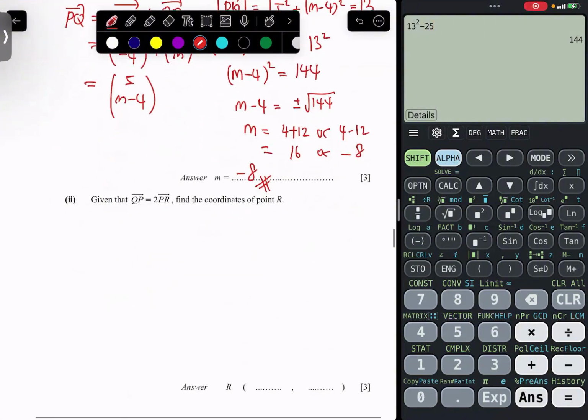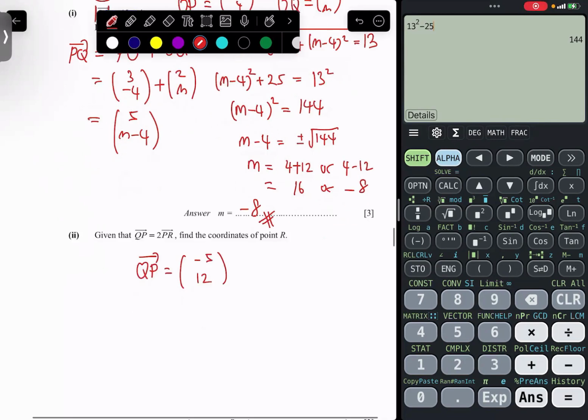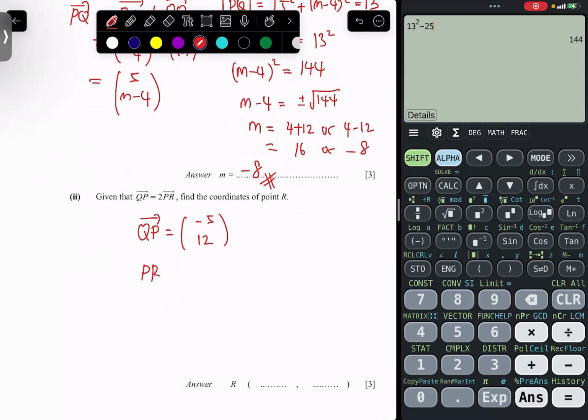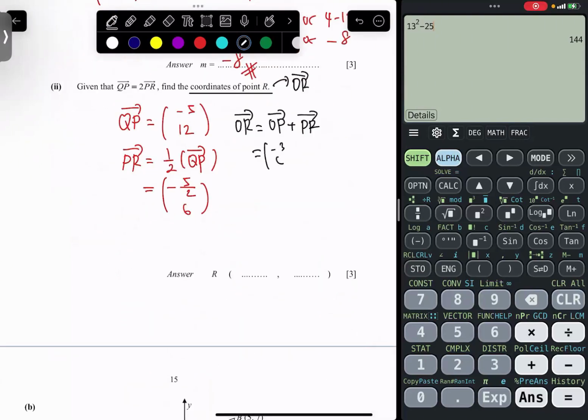QP equals 2PR. Find the coordinates of R. Since we already solved for n, QP is (negative 5, negative 12)... equals 2PR. So PR is half of QP, which is (negative 5 over 2, 6). To find the coordinates of R, in vector sense, it means to find OR. So OR equals OP plus PR. OP is (negative 3, 4) and PR is (negative 5 over 2, 6). So we get (negative 11 over 2, 10). So R is the coordinate (negative 11 over 2, 10).